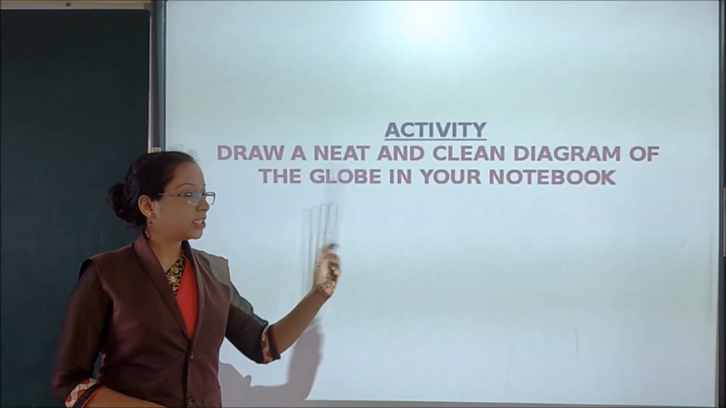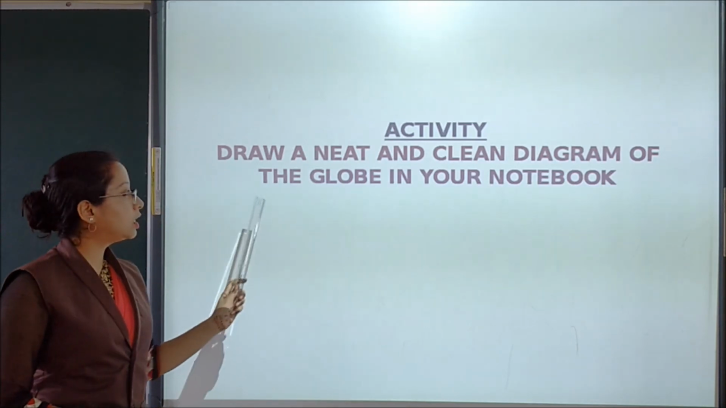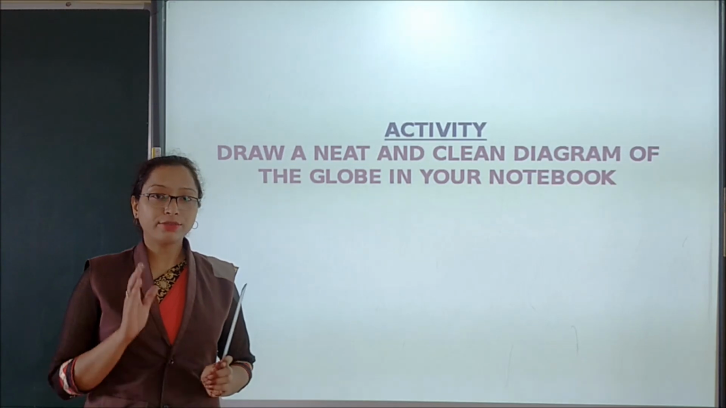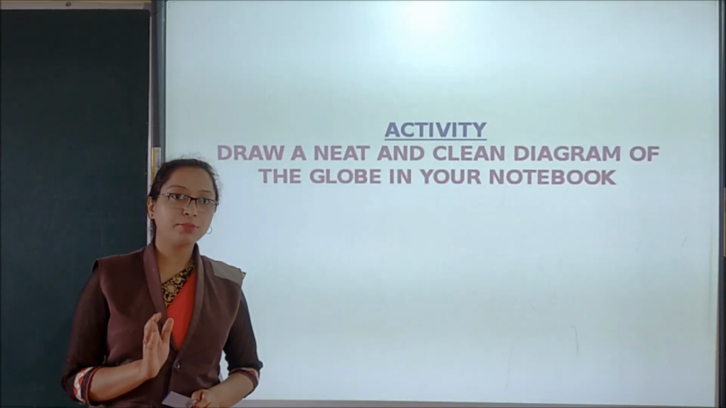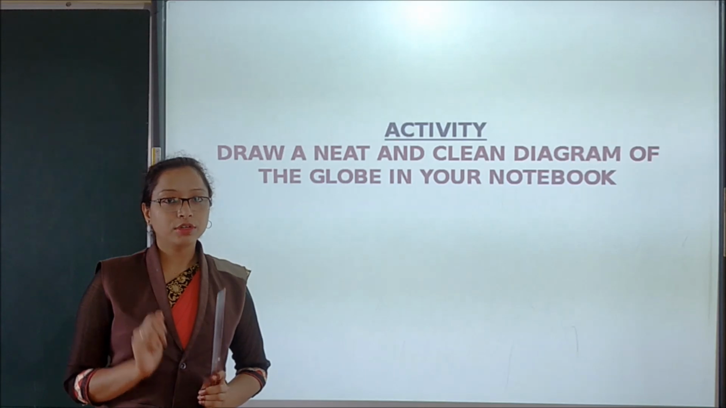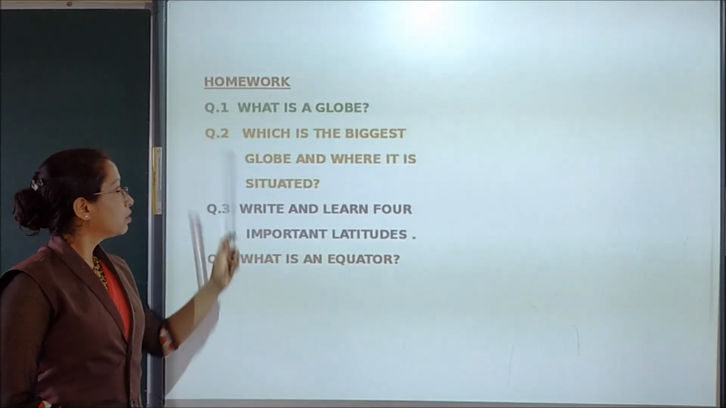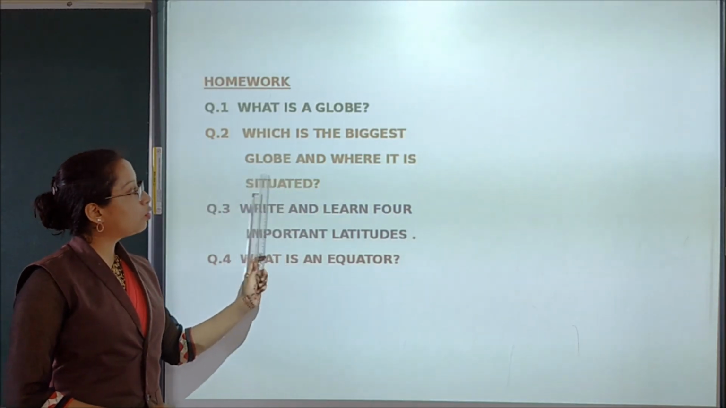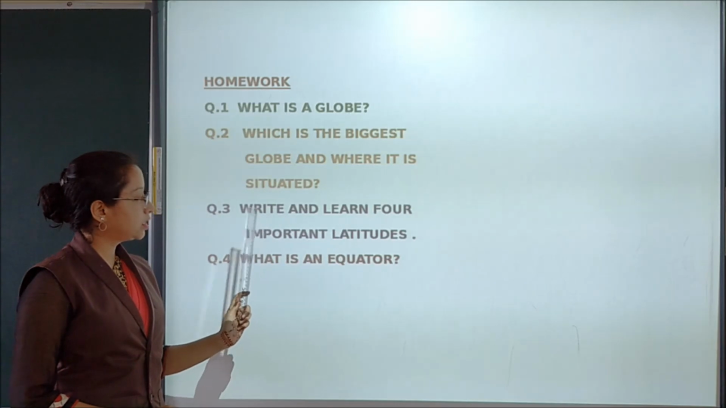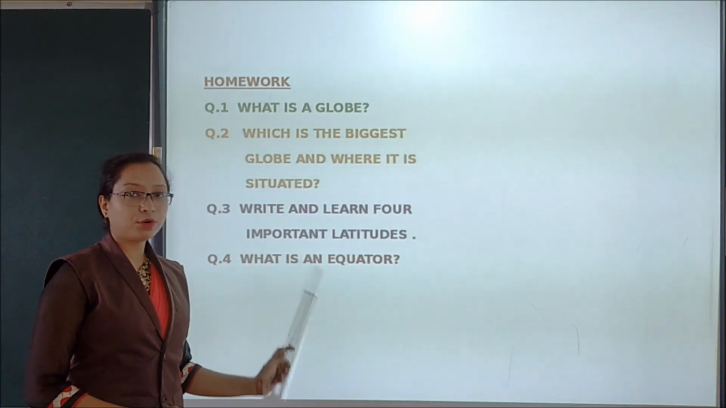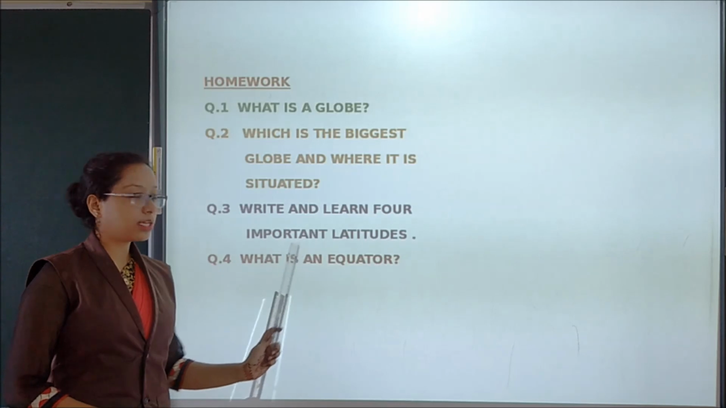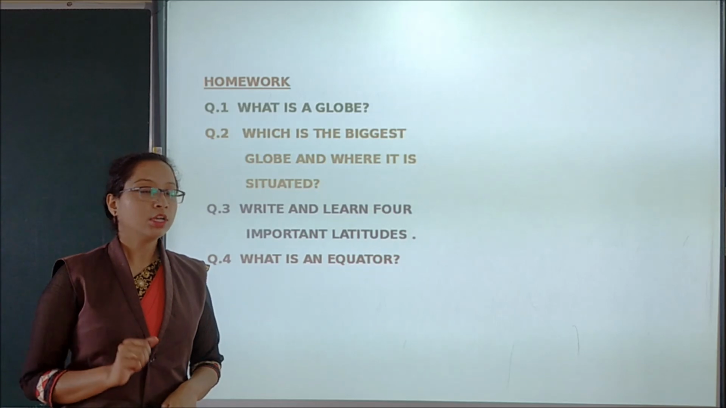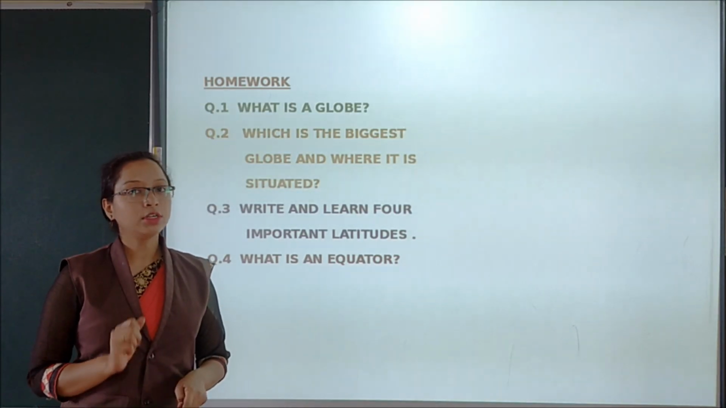Next is an activity for you children. Draw a neat and clean diagram of the globe in your notebook. Homework children. First question, what is a globe? Which is the biggest globe and where is it situated? Write and learn 4 important latitudes and what is an equator. All these answers you will get in your book. So this will be your homework for today.